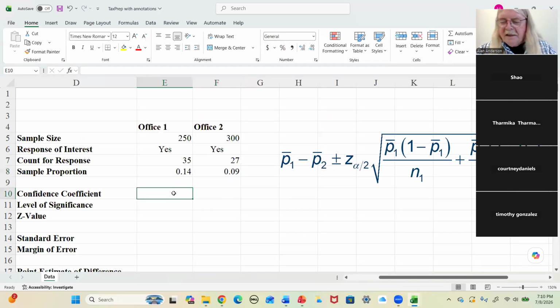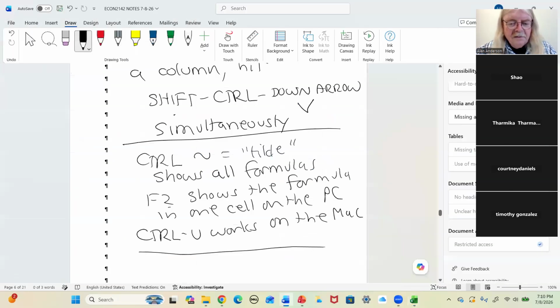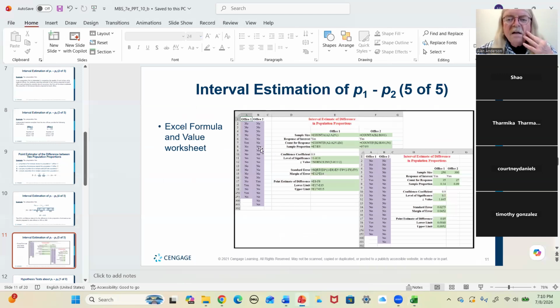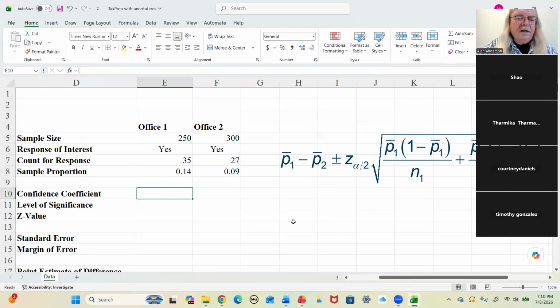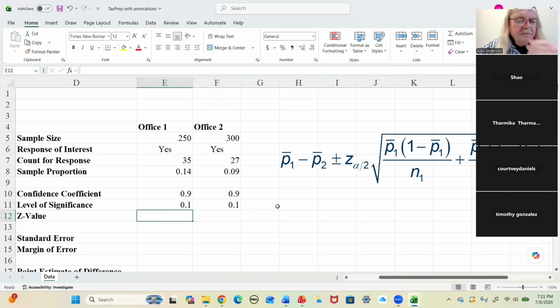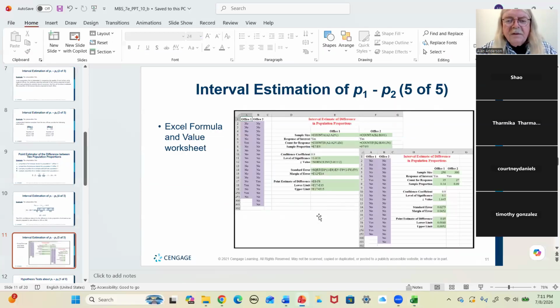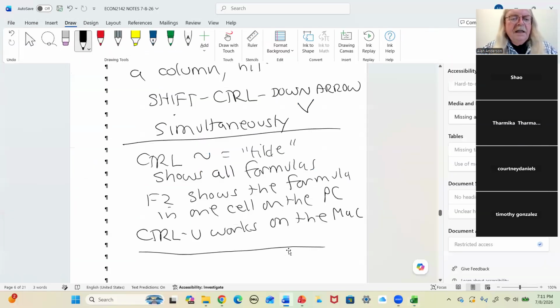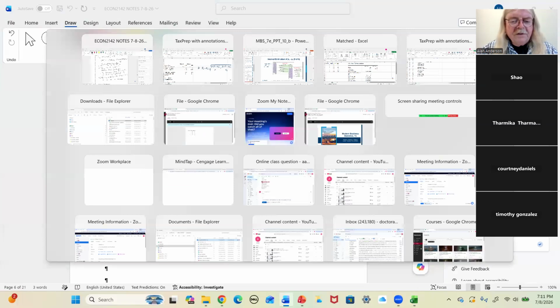Confidence coefficient. I think this one was meant to be 90%. So just literally type 0.9. Level of significance is 1 minus that. 1 minus this number. And over here we have 1 minus this number. And then the z-value, or the critical value. This is a little tricky. It's done a little differently than the calculator, but you'll get used to it.